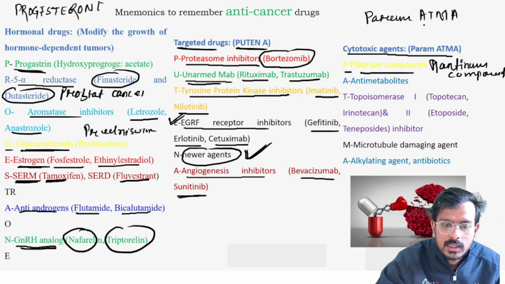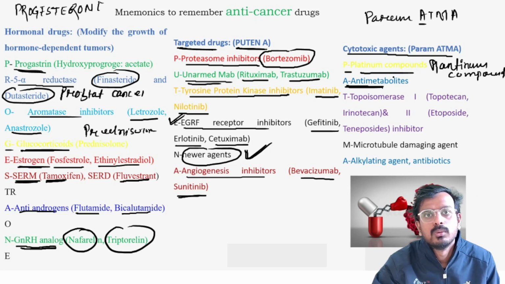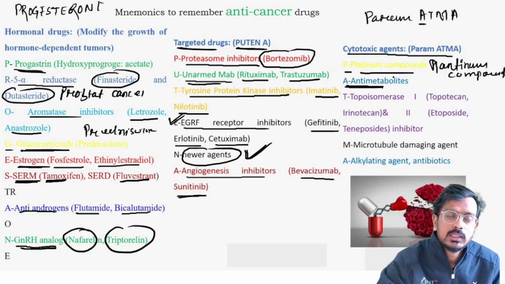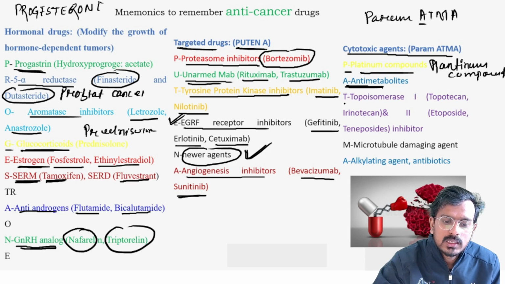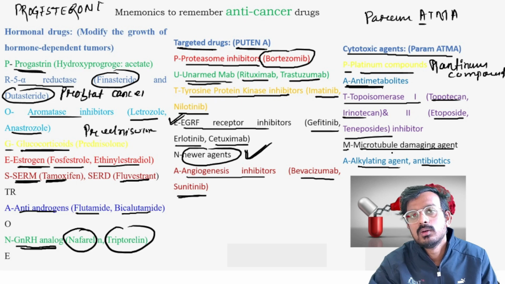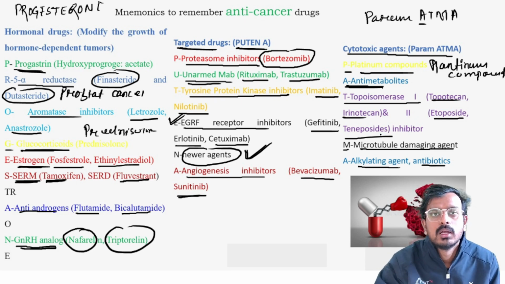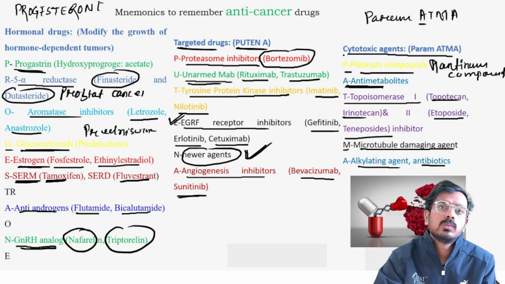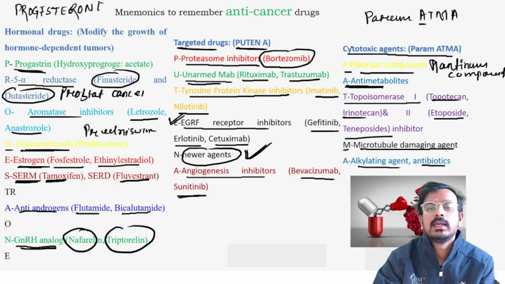Next, in Atma, A stands for anti-metabolite, like your methotrexate and 5-fluorouracil. Next is topo. T stands for topoisomerase 1 inhibitor, like your topotecan and irinotecan. Next, topoisomerase 2 inhibitor, that is your etoposide and teniposide. Next, M stands for microtubule damaging agents, and A stands for alkylating agents and antibiotics. What are your alkylating agents? Your melphalan and your cyclophosphamide come under alkylating agents.